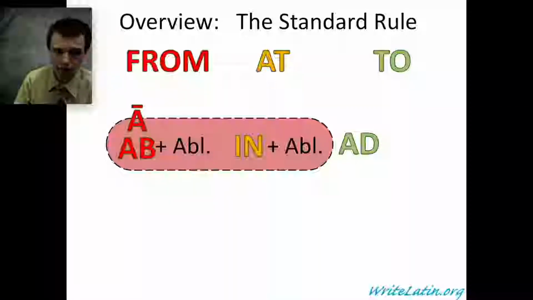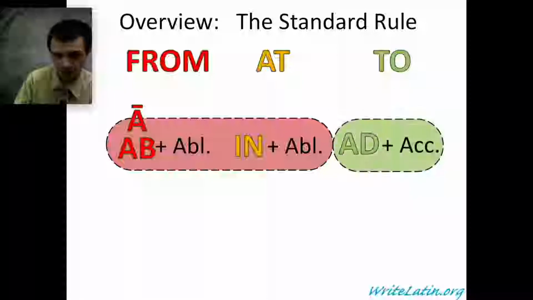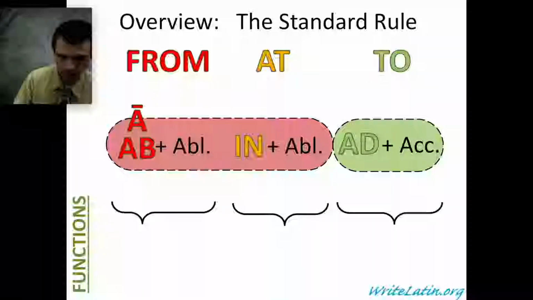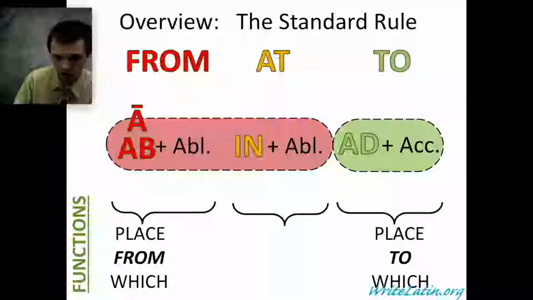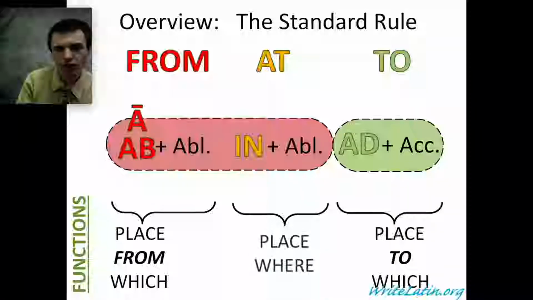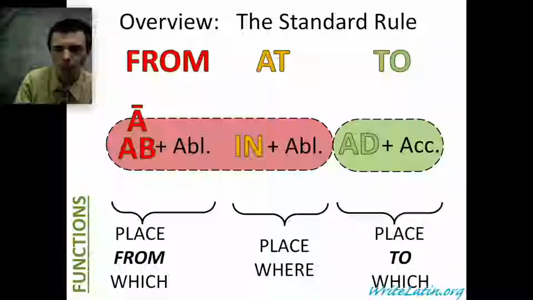And so these two on the left are always used with the ablative, and this one on the right is always used with the accusative. And the functions of these are going to be place from which and place to which. Now, what about in plus the ablative? That's going to be called place where. So if anyone ever asks you, what's the function of in villa, you're going to say place where, right? But if they say, what's the function of ad tabernam, to the shop, you're going to say place to which. So slowly you need to learn these functions. If you memorize them, they will help you keep things straight, and they will also help you talk with linguists.